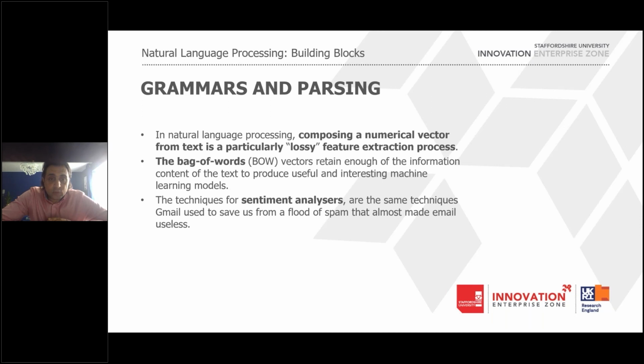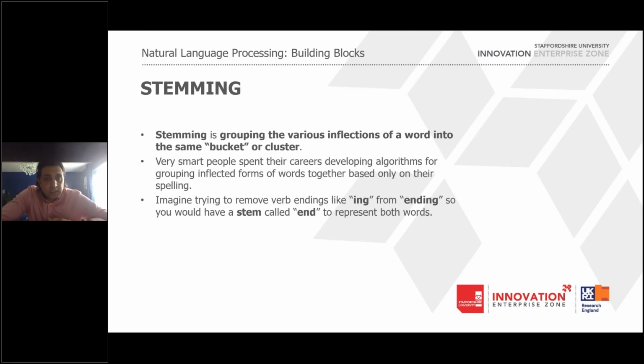The techniques for sentiment analysis are the same techniques Gmail used, for example, to save us from a flood of spam that almost made email useless. When it comes to stemming, which is grouping the various inflections of a word into the same cluster, very smart people spend their careers developing algorithms for grouping inflected forms of words together based on their spelling.